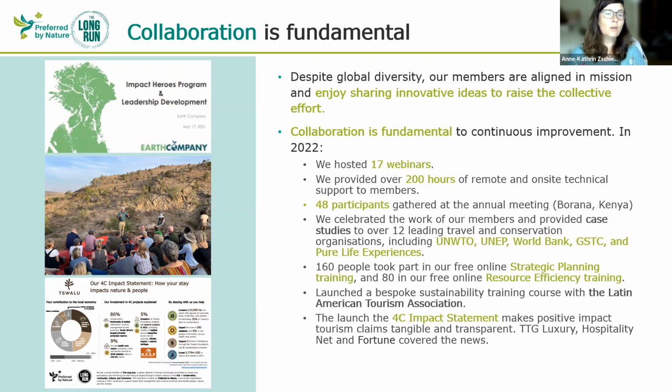In addition, what we've learned and what Marjorie also shared is we need to celebrate best practice. We need to demonstrate to others and inspire them that change is possible if we put our heart and mind into it. So we often provide case studies to the UN, to GSTC and others about what our members are doing and how they are driving change. What are the best practice examples that others can learn from? We also host the Pure Life Experience, the Sustainability Stage and others, just to really inspire the wider tourism industry.